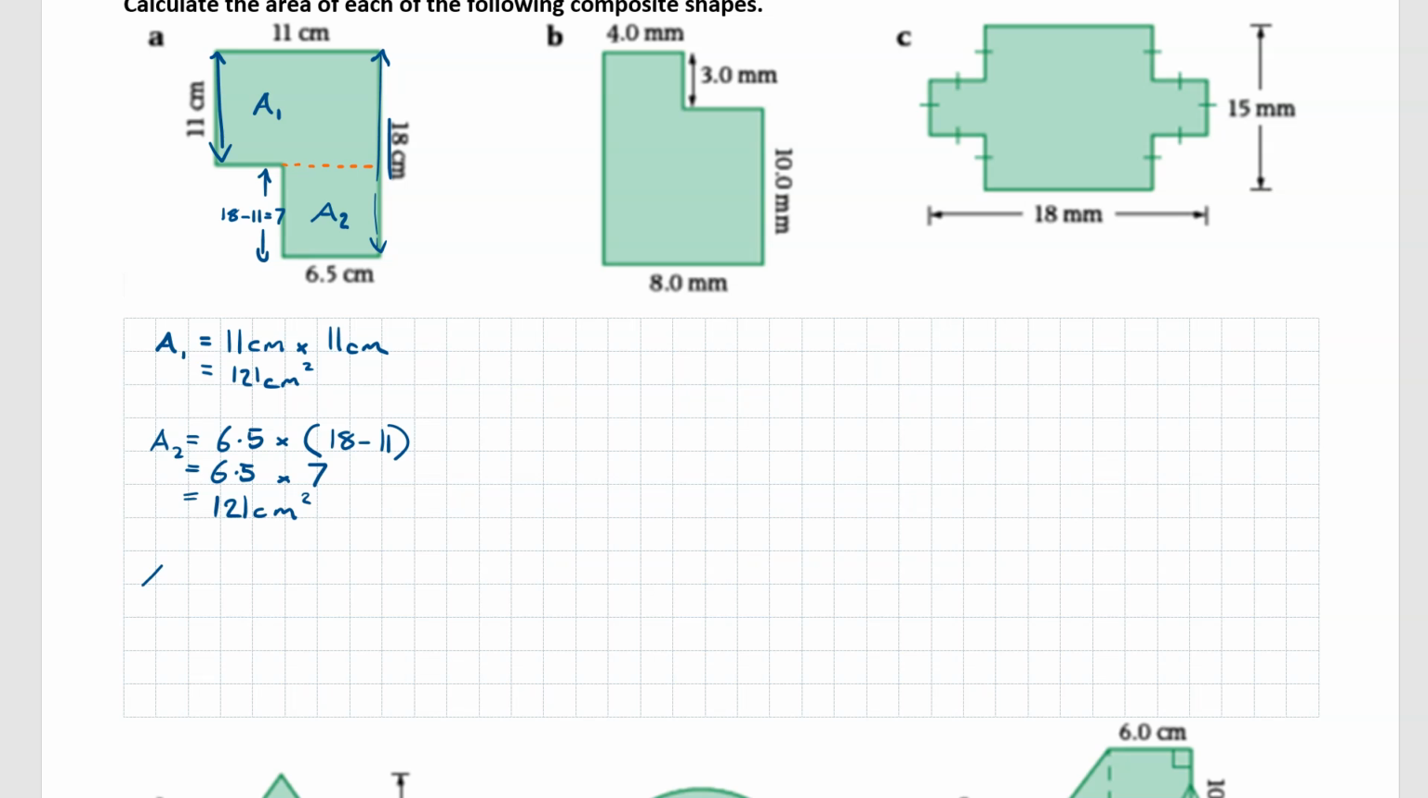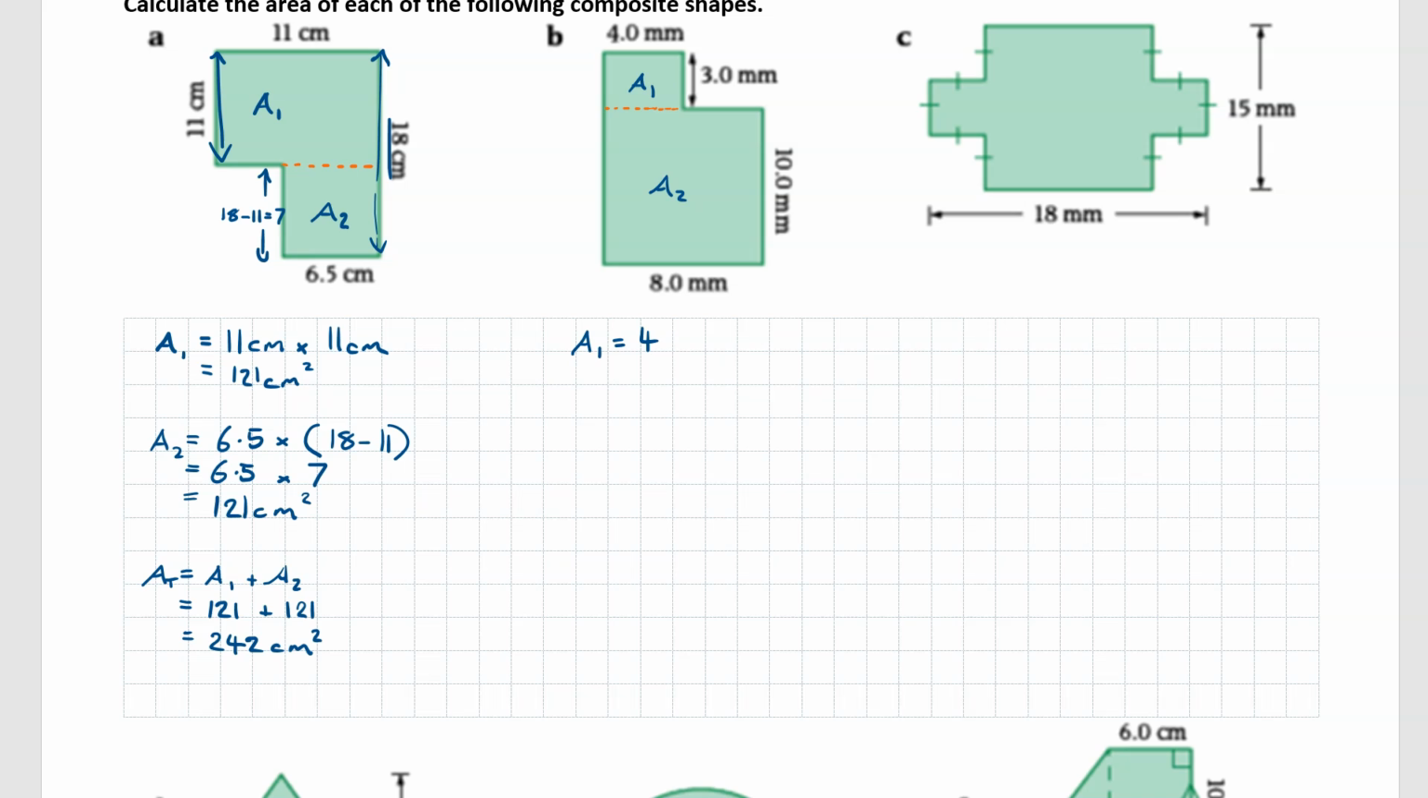And then the total area is going to be A1 plus A2. We'll call it AT for A total, and A total will be 121 plus 121, and that comes out to be 242 centimeters squared. Alright, first shape done. Next one, let's go, we'll partition it the same way, and we'll do it this way. So we're going to get A1 and A2.